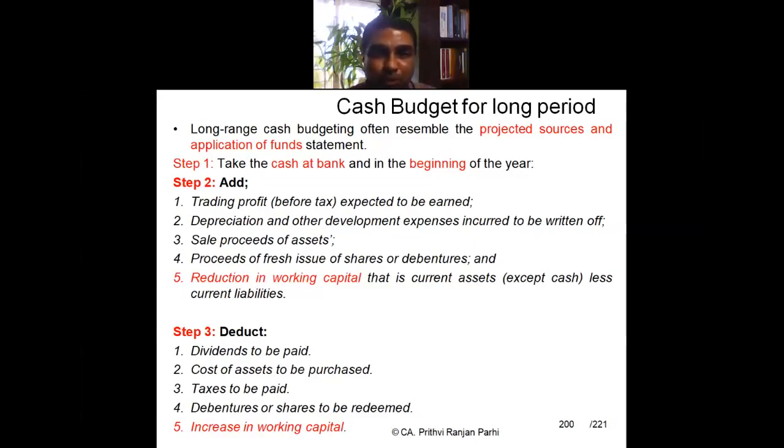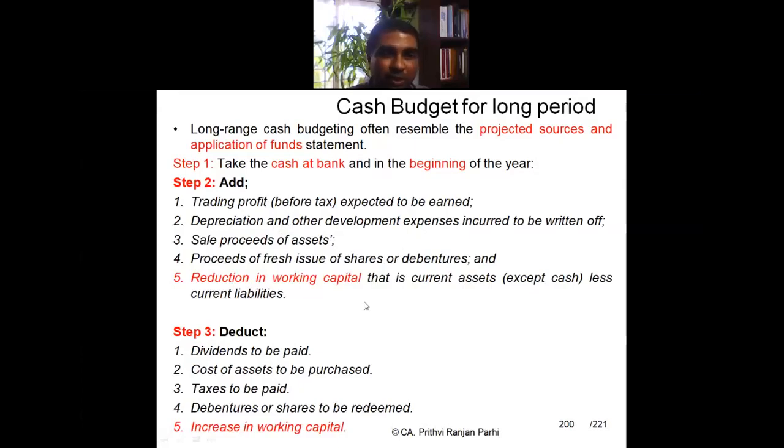for 3 months, 4 months, 6 months. We have already seen, right? For long period, the process is almost the same. But we have to project the inflows and outflows for a longer period. We have to take what is the cash and bank balance at the beginning of the period, then cash inflows like trading profit has to be added, right?